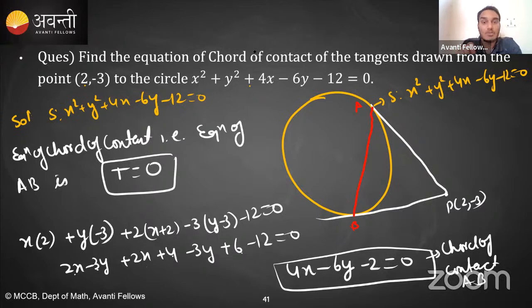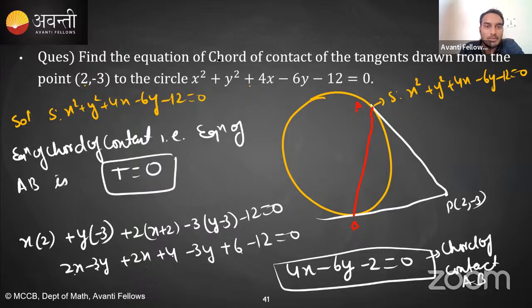But one very important homework is that you have to verify. I'm writing method 2: verify the equation of chord of contact. How will you verify? I'm just telling you which steps you have to follow. Find the equation of tangents, that is PA and PB. The point is lying outside the circle, so you can find the equation of tangent.